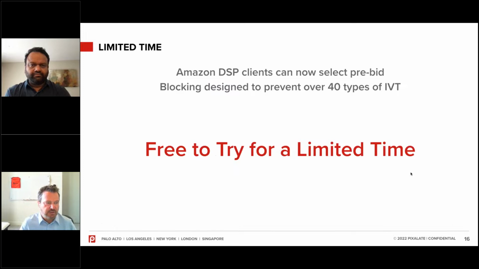Now, one thing also to mention is that by using Amazon DSP, you can now select these pre-bid blocking options to avoid these 40 types of IVT. And for a limited time, it's free to try. So we encourage anybody that's running campaigns to go ahead and turn this on. For the next quarter-ish, there'll be the ability to try this for free. After that time, there will be a nominal CPM fee added, but at this point in time, it's a try before you have to buy situation.